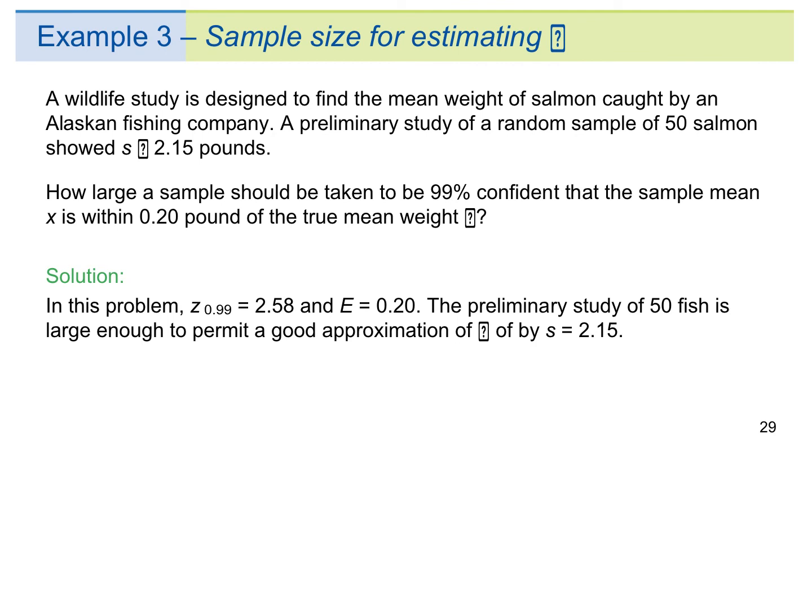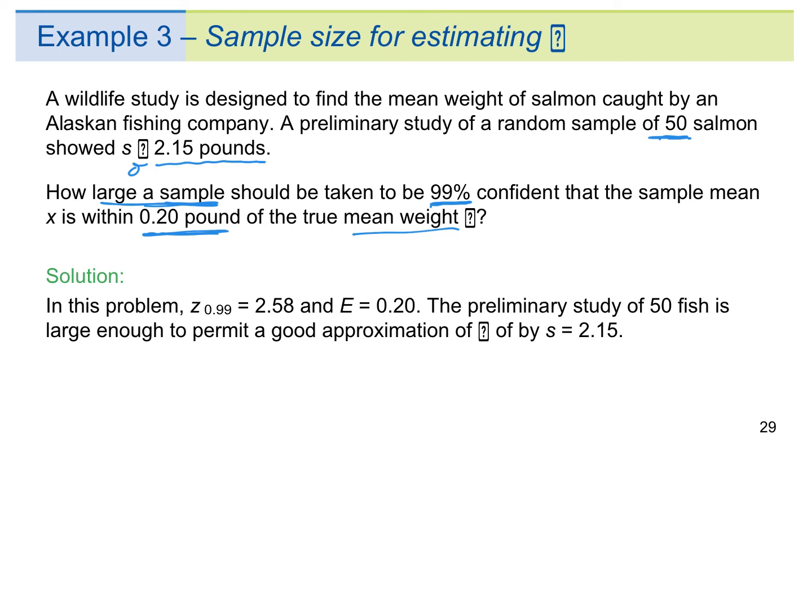A wildlife study is designed to find the mean weight of salmon caught by an Alaskan fish company. A preliminary study of a sample size of 50 salmon showed that the sigma of 2.15 pounds. How large of a sample, so that means we're looking for n, to be 99% confident we're within 0.2 pounds, okay, of the true mean weight.